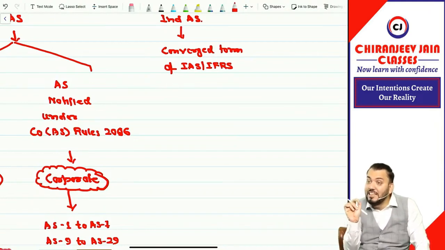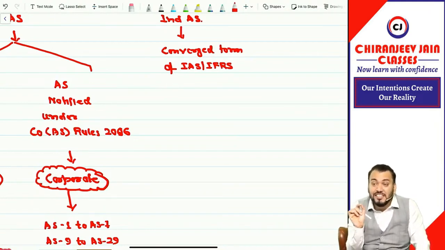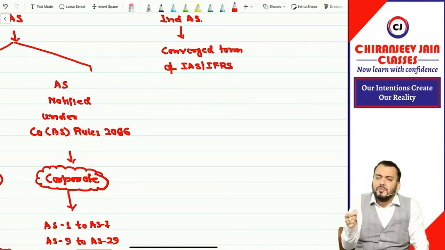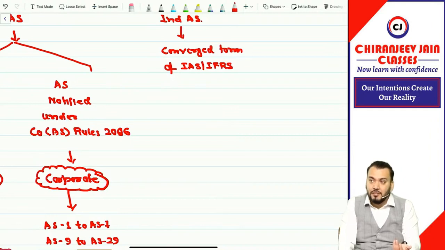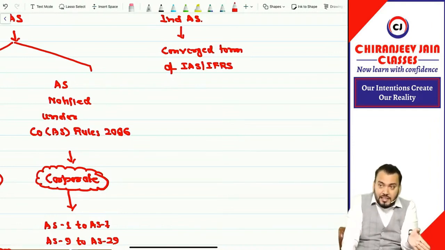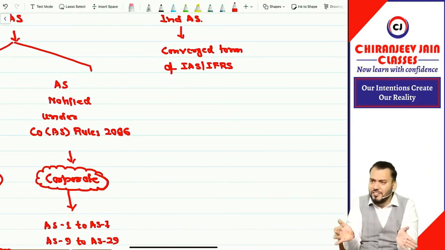When I say only, it does not mean Indian, it means international. IFRS full form is what? International Financial Reporting Standard. Now one doubt will come: what is IAS, and what is IFRS? You know about this?